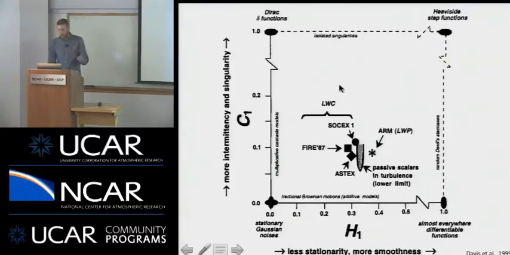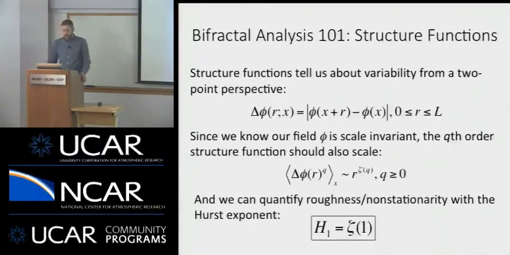So this is all well and good, but how do we actually get to these numbers? Well, what we're going to do is use structure functions, and what these do is tell us about variability from a 2-point perspective, whereas the spectral analysis from before was a 1-point perspective. It's just counting up how many of something happens and turning it into a histogram. So now we're actually looking at the relationship of every point to all its surrounding neighbors. And that's what this first equation is showing.